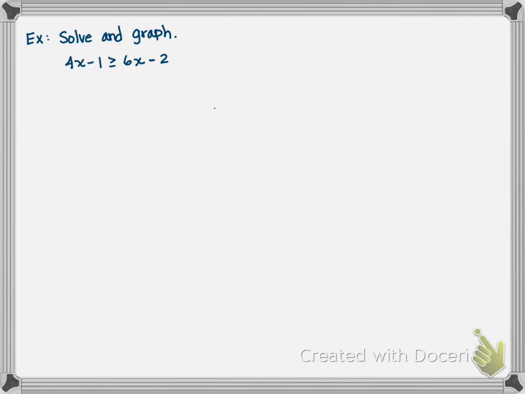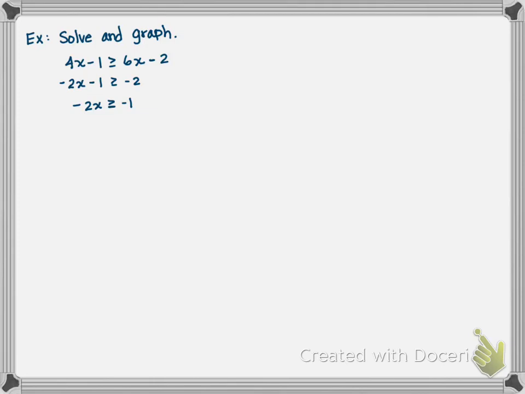So what I would probably do is subtract 6x from both sides first, and it doesn't matter which one you choose. You get the same answer either way. So it's totally up to you. I'm going to do it the way I usually do it. So I'm going to subtract 6x from both sides, which gives me a negative 2x minus 1 here, and then a negative 2 there. And then I'll add 1 to both sides, so I have negative 2x is greater than or equal to negative 1.